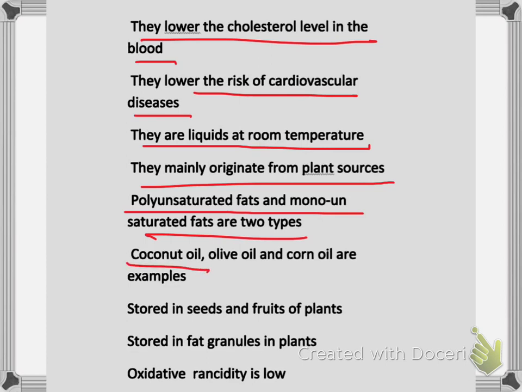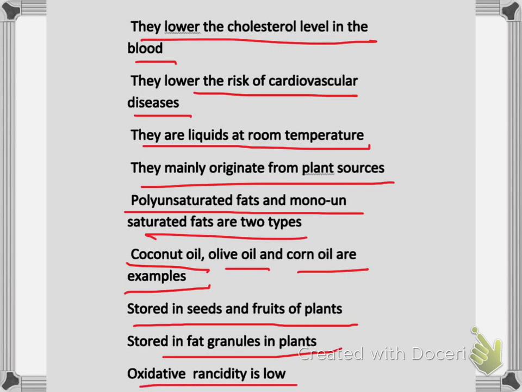Coconut oil, olive oil and corn oil are examples of oils. They are stored in seeds and fruits of plants, and also in fat granules in plants. For oils, the oxidative rancidity is low.